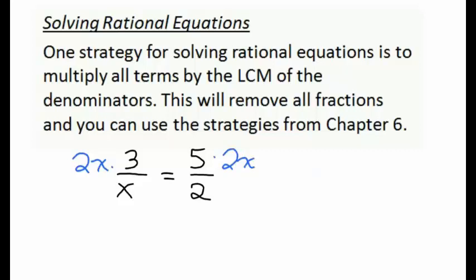Why do we do this? Well, because our denominators are going to cancel out with one of the factors inside that thing we're multiplying by. And then when we go to rewrite our next step, we don't have any fractions anymore. So I'm going to work through a couple examples with you of more complicated rational equations where we use this strategy of multiplying by the LCM of the denominators.